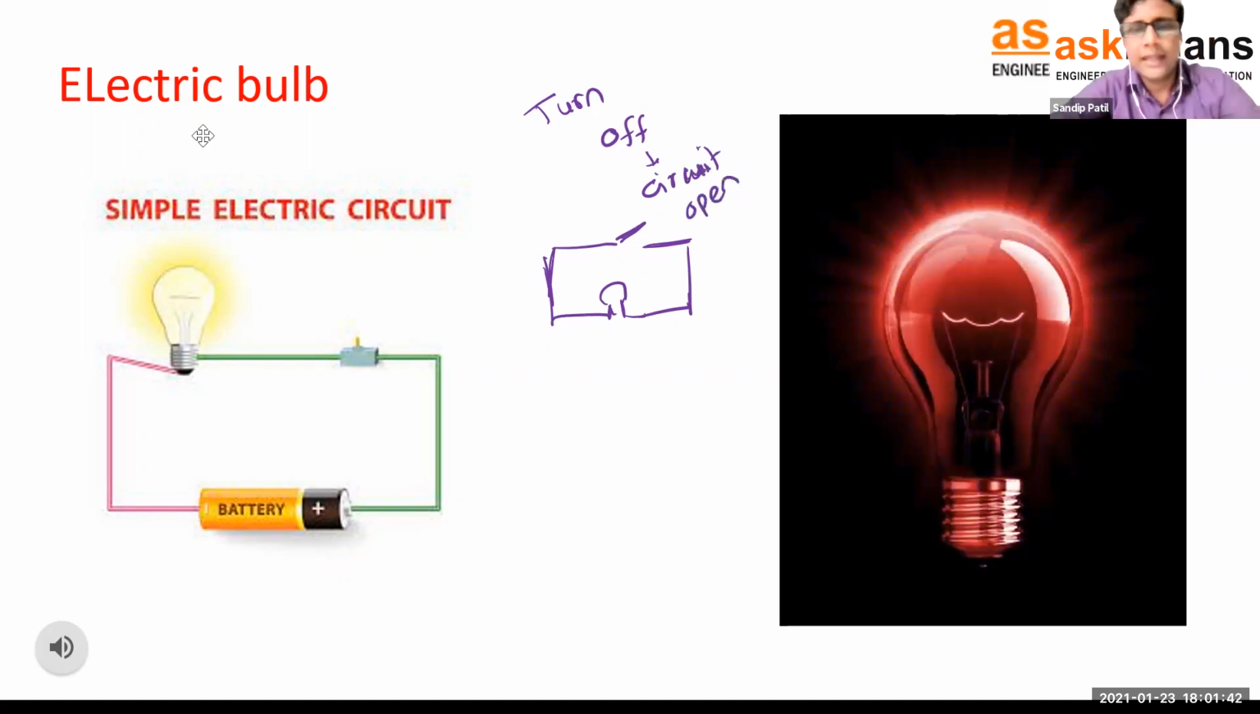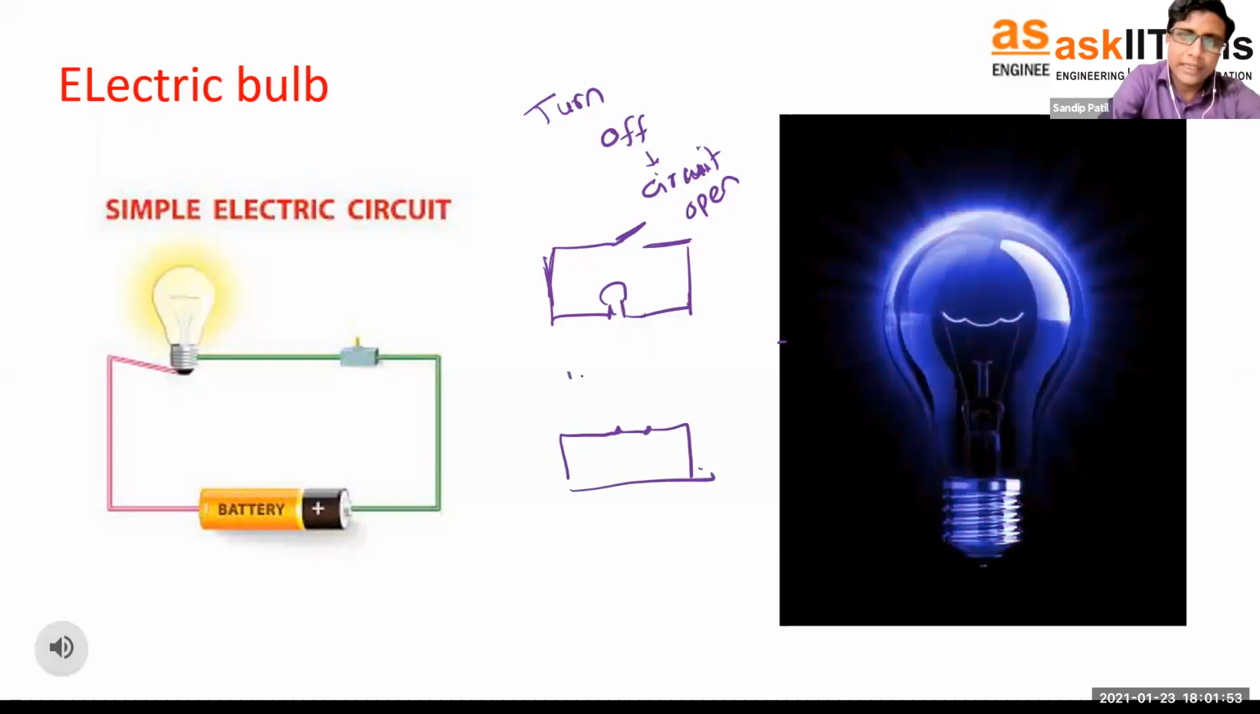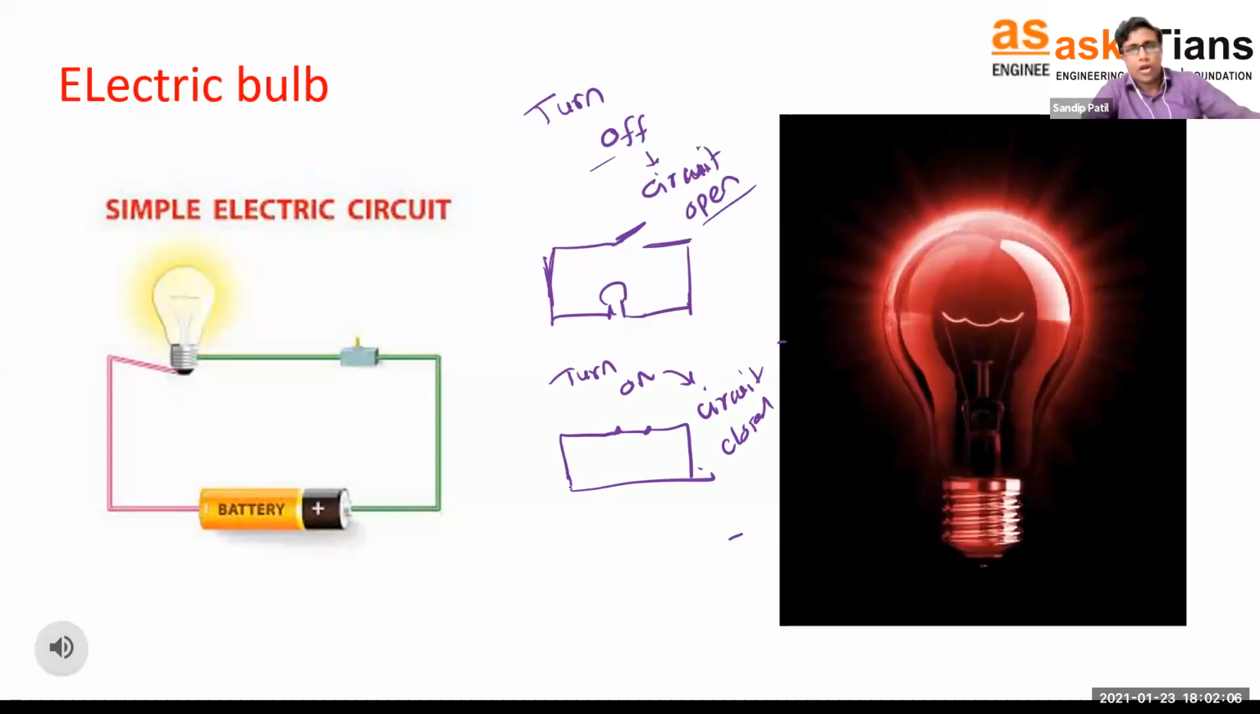Very simple to understand, right? Then if you turn on the button, turn on the switch, we say it is a closed circuit. Closed circuit means this button will look something like this, right? Turn on the switch means circuit is closed. Remember this one. These two look opposite, because off means open and on means closed. Okay, so this is about the button.